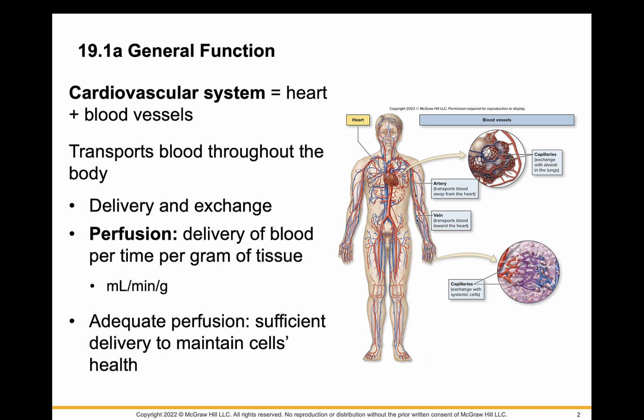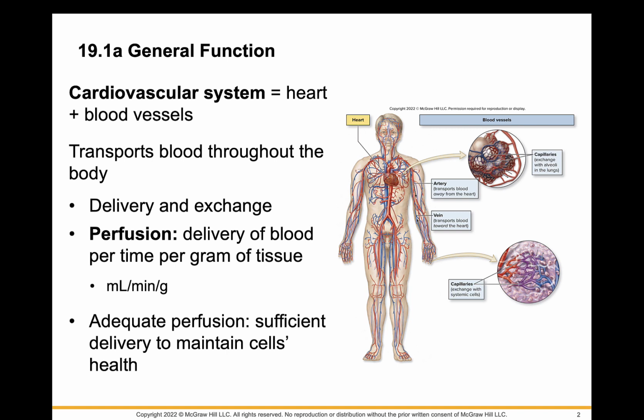Another term that we need to introduce here is the term perfusion. And perfusion is about the delivery of blood per gram of tissue, generally milliliters per minute per gram. One of the things that the heart has to do is maintain adequate perfusion. If the heart's not capable of this, the tissue is not going to get the blood that's necessary to maintain life.